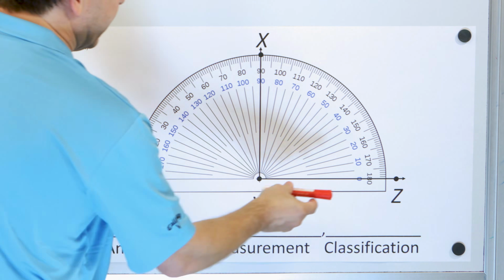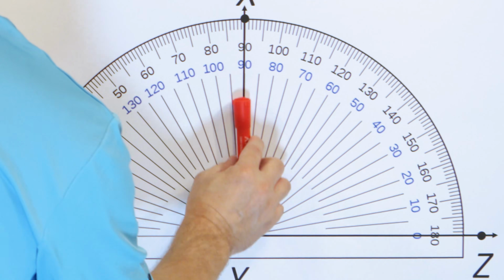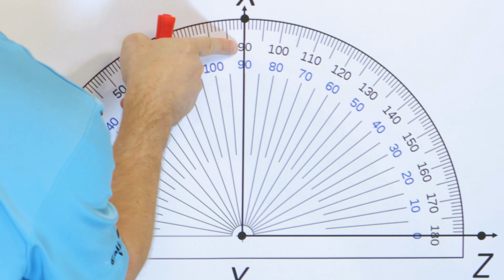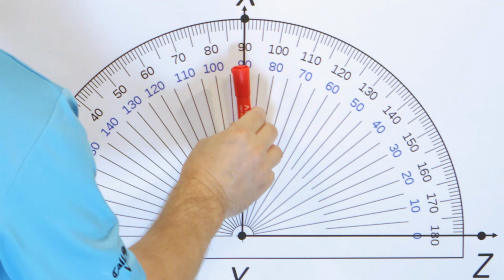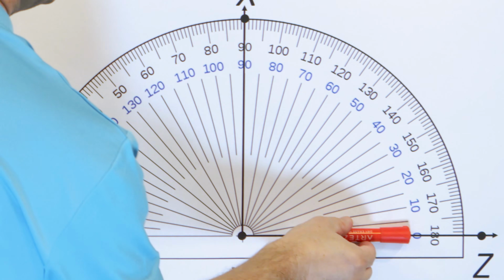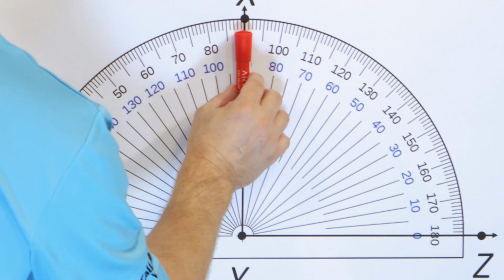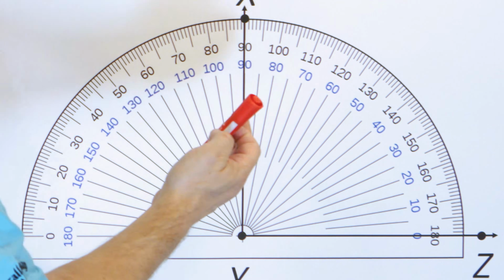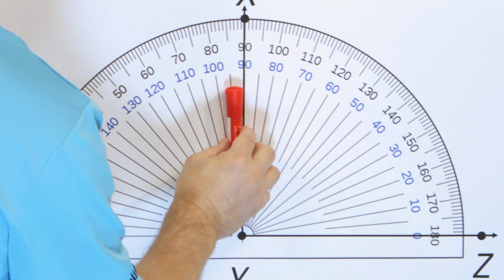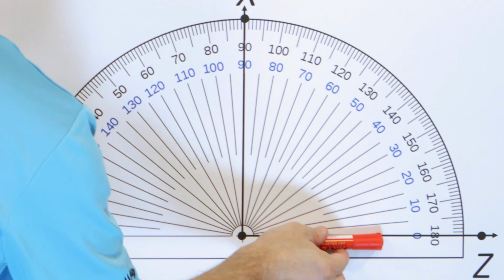Now, what is the measurement here? We measure from this ray up to this one. What are the numbers? It goes right through 90 on the black and it goes through 90 on the blue. Why is that? Because the blue is measuring the angles from here, and that's 90 degrees, and the black is measuring the angles if I was coming from the other side, and that makes sense because 90 degrees is straight up and down, so it should be 90 this way and 90 this way.